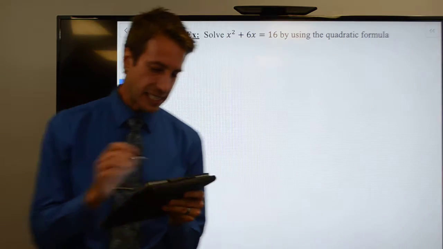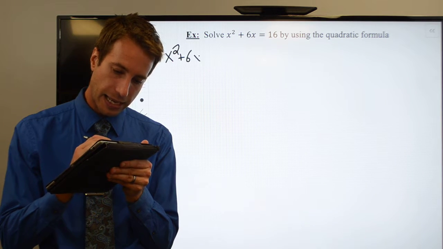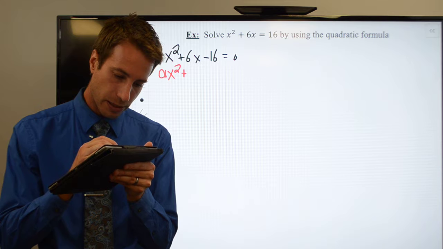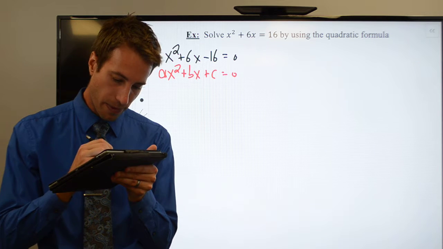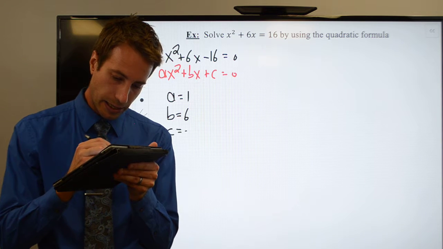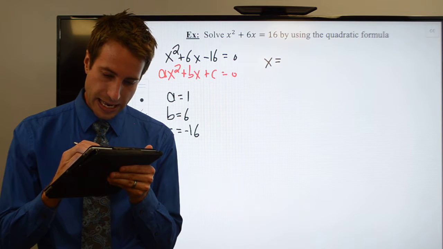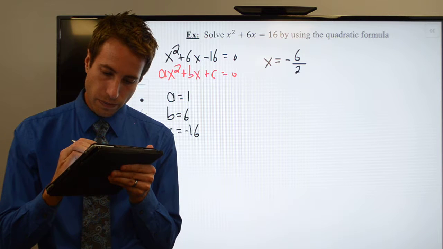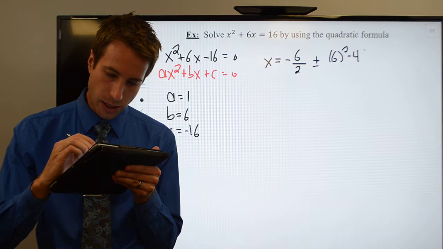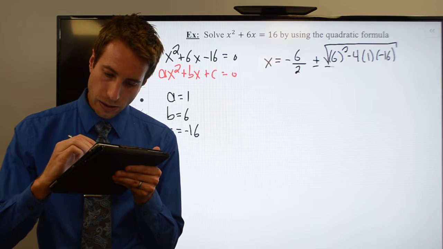Okay, I've got to make sure that it is in standard form, which means I'm going to need to rewrite it first. I'm going to have x squared plus 6x minus 16 is equal to 0. That is now in ax squared plus bx plus c is equal to 0, where a is equal to 1, b is equal to 6, and c is a minus 16. Plug and chug, guys, plug and chug. x is equal to a negative 6 over 2, plus or minus the square root of 6 squared minus 4 times 1 times a negative 16, all over 2.